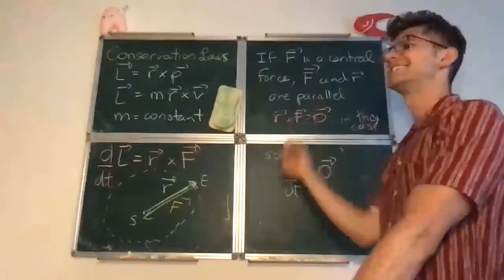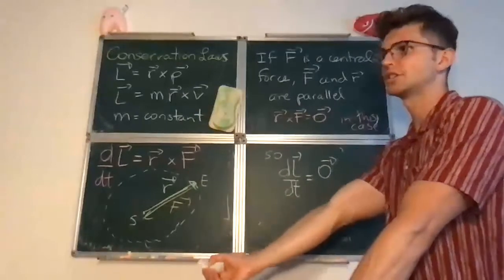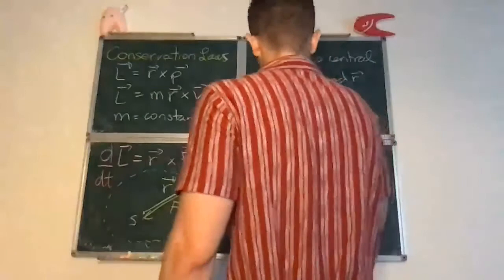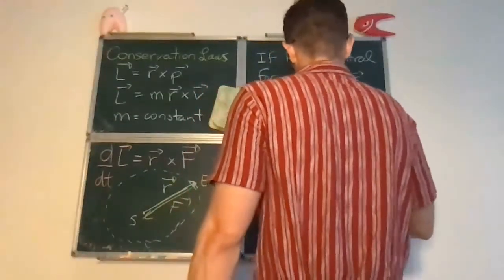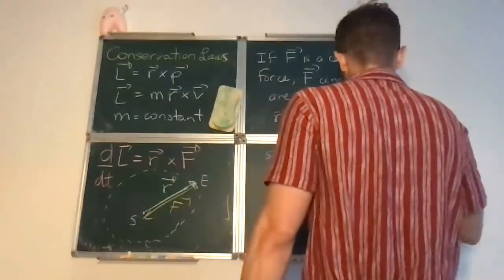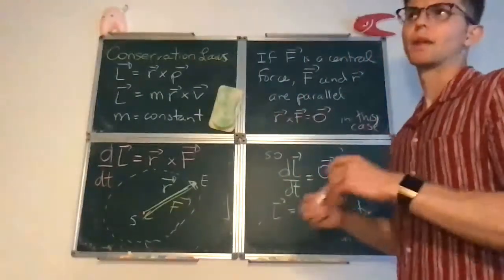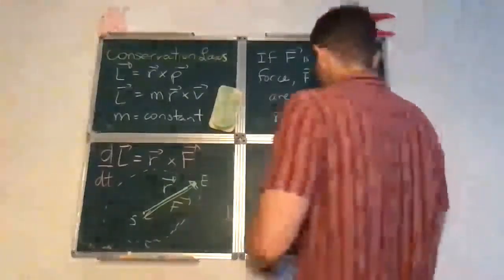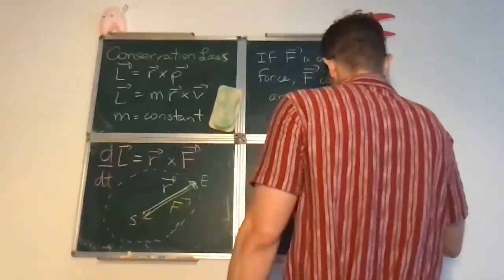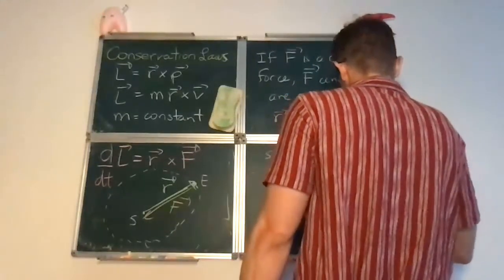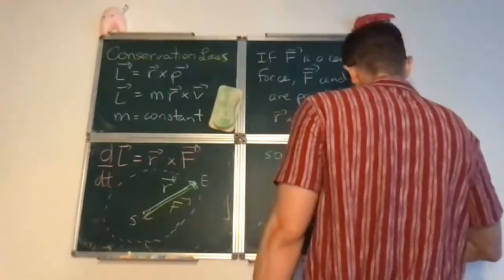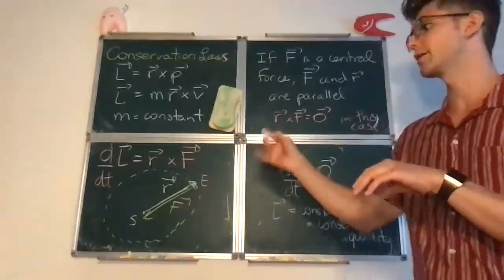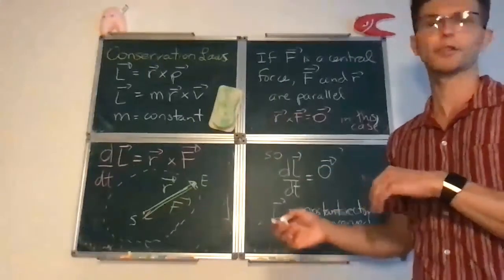Because this is the analog of the derivative. If the derivative of a function is 0, then that function had to be constant. So that means that L is a constant vector, or time-independent vector, and a time-independent quantity in physics is normally known as a conserved quantity. So usually you can find conservation laws in physics playing around with identities of this sort.